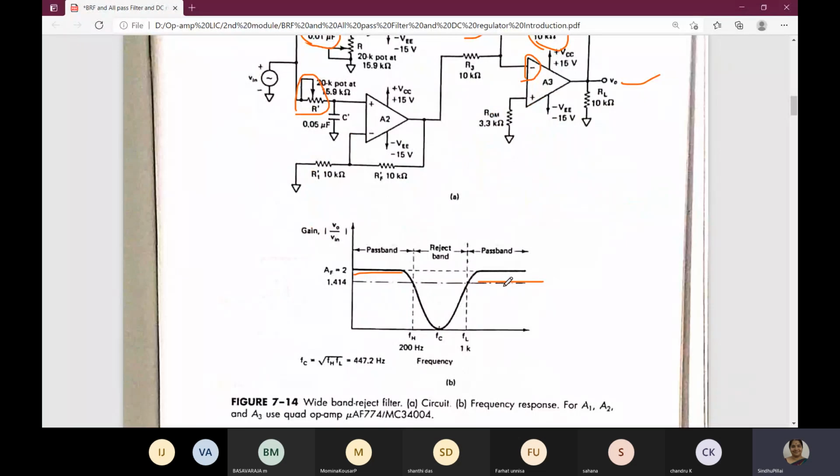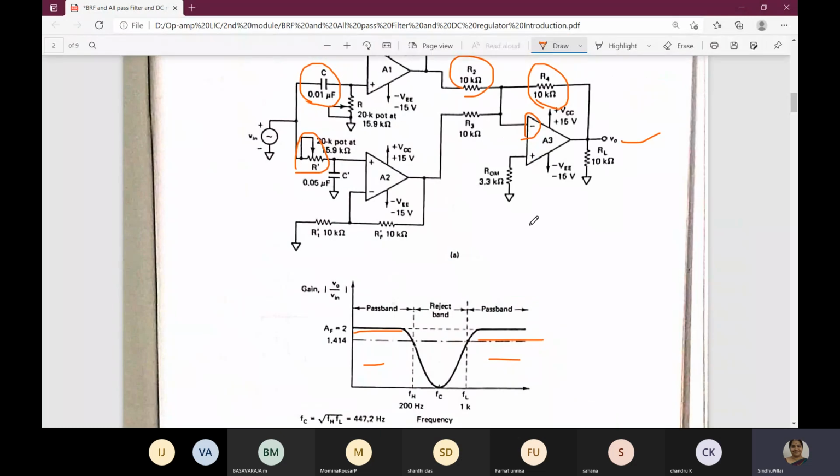So low pass and high pass put together, they will reject a certain band. Here it will pass, here also it will pass, but the frequencies in the middle will be rejected. In the middle means what? It is in between FH and FL. Between the cutoff frequency of the low pass and the cutoff frequency of the high pass filter, the frequencies will be rejected. So this is the frequency response of band reject, and this is the circuit diagram for wide band reject filter, which consists of a low pass, high pass and a summing amplifier.